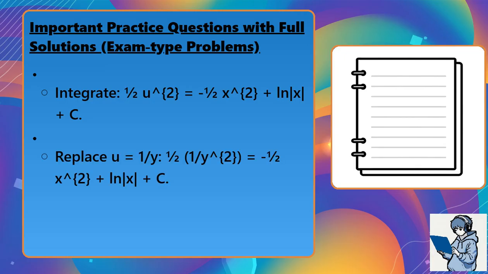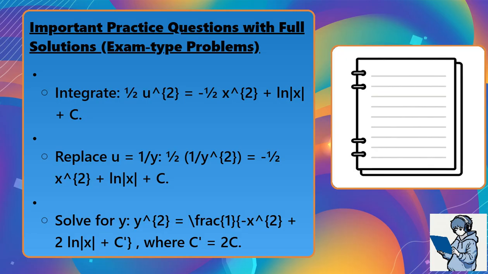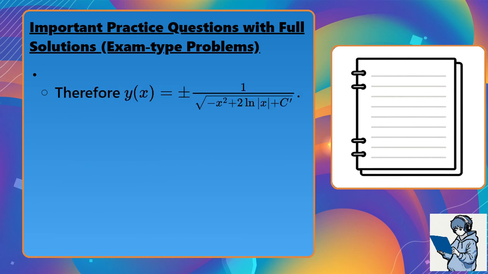Replace u with 1 over y. 1/2 times (1 over y squared) equals negative 1/2 x squared plus ln of absolute x plus c. Solve for y. y squared equals 1 divided by (negative x squared plus 2 ln of absolute x plus c prime), where c prime equals 2c. Therefore y of x equals plus or minus 1 divided by the square root of (negative x squared plus 2 ln of absolute x plus c prime).